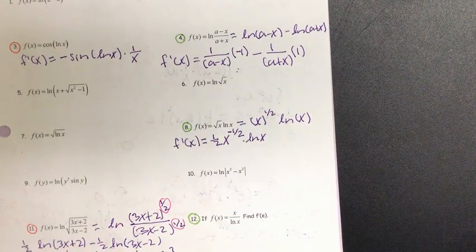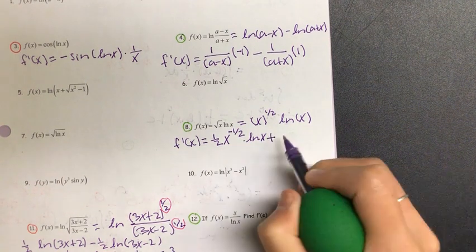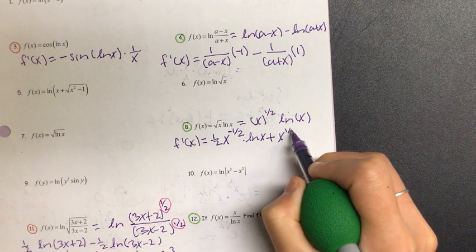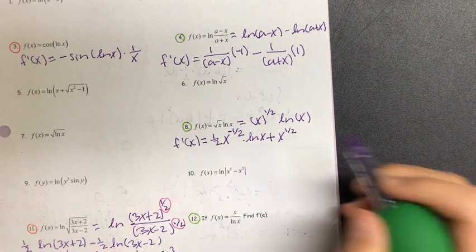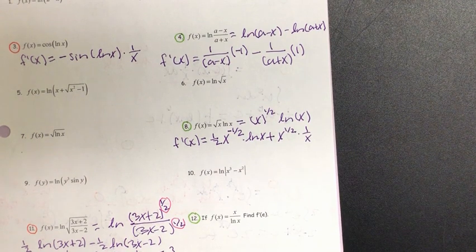And what sign separated for the product? Plus. And I keep the first one as it is. What is the derivative of natural log of x? 1 over x. And then we're done.